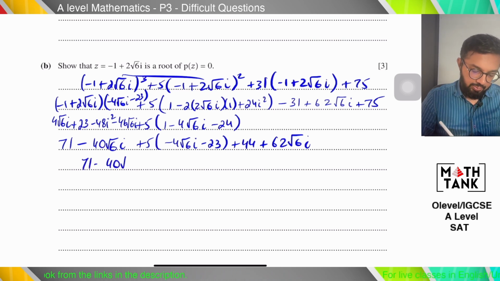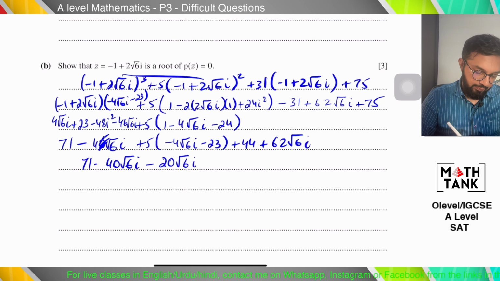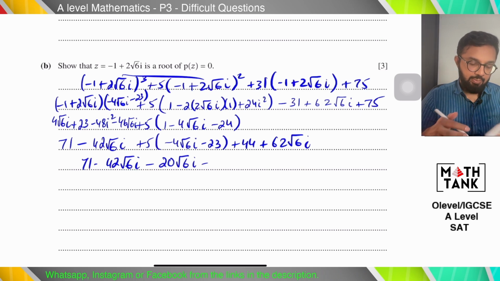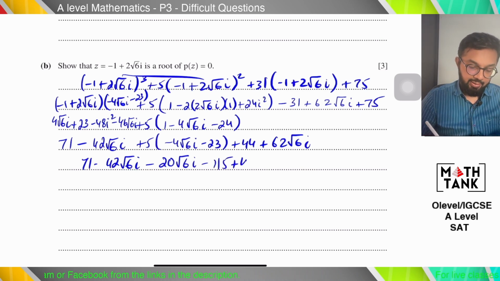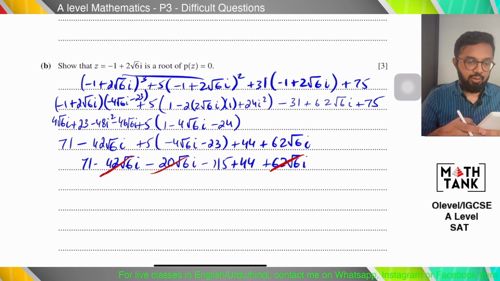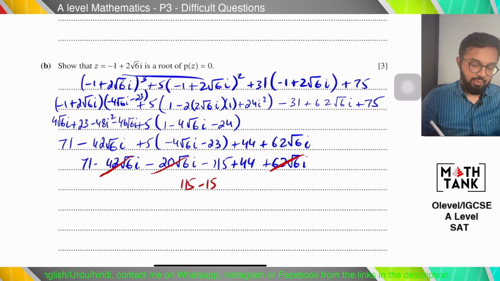71 minus 40 root 6i minus 20 root 6i. Okay, this is 42, not 40. 42. Okay, 5 into 23 is 115. So complicated numbers here, but I see that my answer is emerging because this cancels out with both of these, and 71 plus 44 is 115, so 115 minus 115 gives me 0.